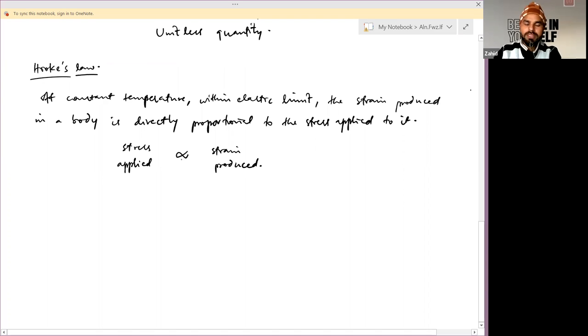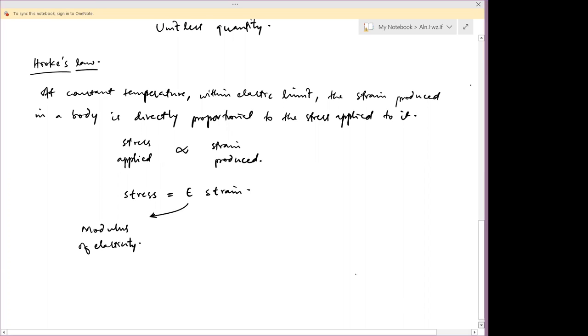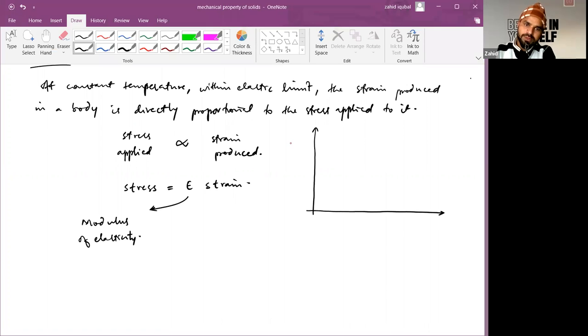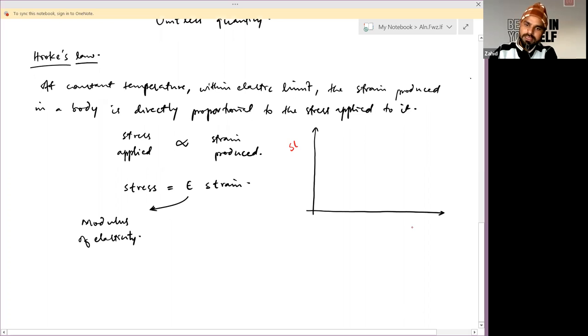If you replace this proportionality sign by a constant of proportionality, it will be stress equals E times strain, where E is called modulus of elasticity. Is it clear? Yes, sir. Now, if you draw a curve between these two terms, as stress is directly proportional to strain, the curve between them will be a straight line. This is the amount of stress applied, and this is the corresponding strain.